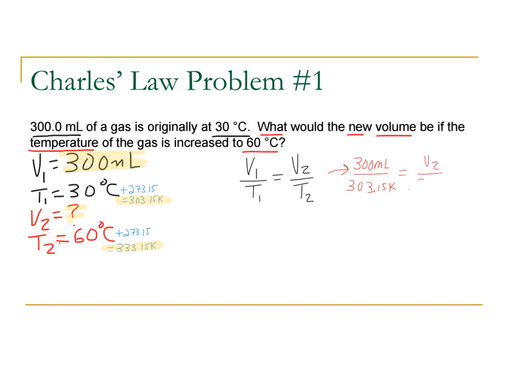V2, don't know it. And lastly, my last Kelvin temperature. All right, so how do you solve something like this? Well, for a lot of us, the easiest way is to cross multiply. So I'm going to multiply this part here, 300 times 333.15. So I'll write that down here.